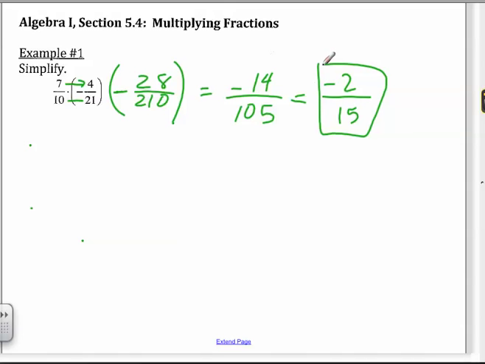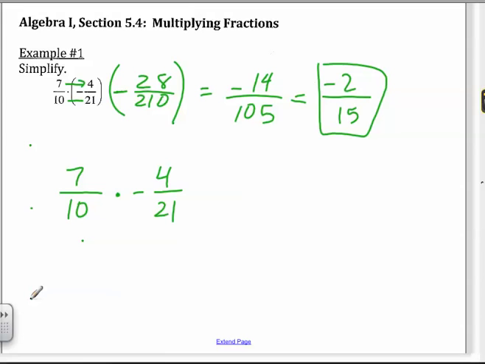Now the reason that I did it that way, guys, is because I want you to look at this problem again. 7 over 10 times negative 4 over 21. You guys know that if the signs are the same, then the answer is positive. But if the signs are different, as in this case, the first one's positive, the second one's negative, then the answer is negative, right? I have one negative, so the whole thing's negative. But guys, look at this. Rather than working with those big numbers like 28 over 210, I didn't immediately see that 7.